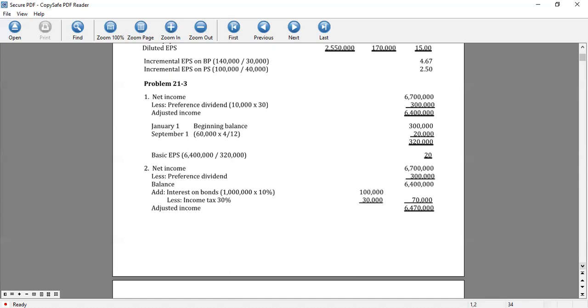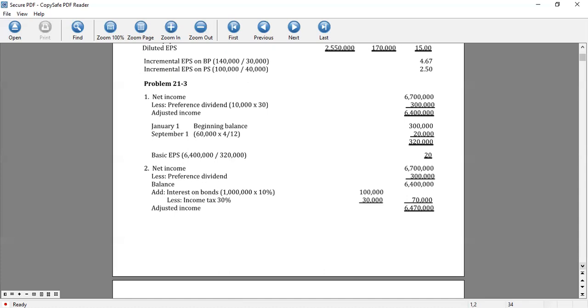So first, we compute for net income, given as 6.7 million. So for the amount of net income, we first deduct the preference dividend with 10,000 shares, and as stated, the entity paid dividends of 30 per share, or 300,000. So the adjusted income is 6,400,000.